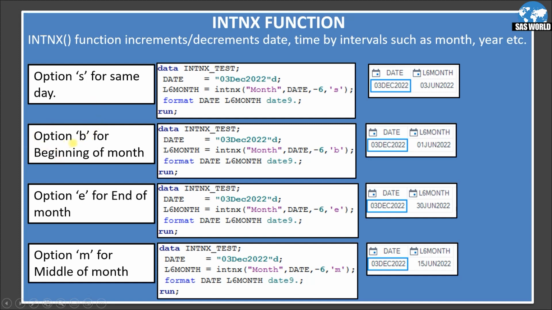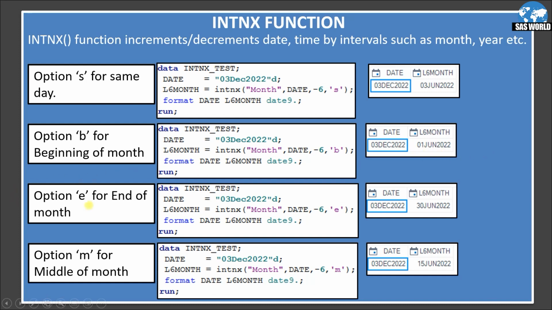We already understood the option S for the same day. Now we will be looking into option B for beginning of the month. So here if you see, I haven't changed much in this program. Only thing what I have done is I just mentioned the B. B means beginning of the month. So 6 months ago before this date and start of that particular month. So 6 months ago, what was the month? Month was June, and start of the June should be 1st June. So here if you see, it's 1st June.